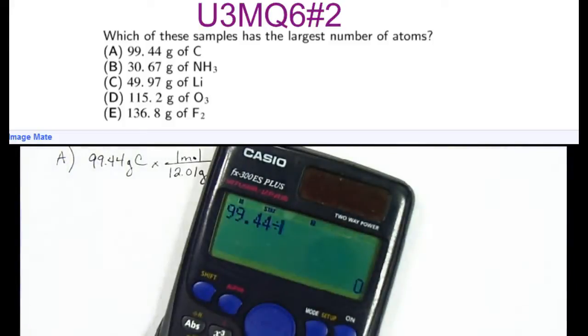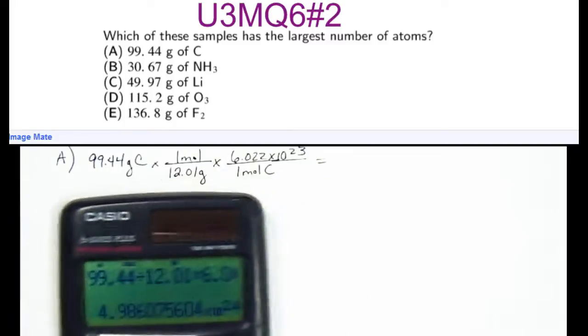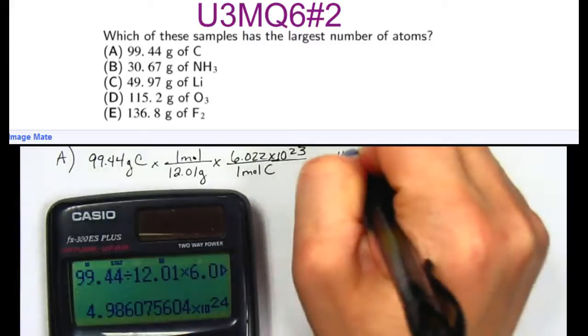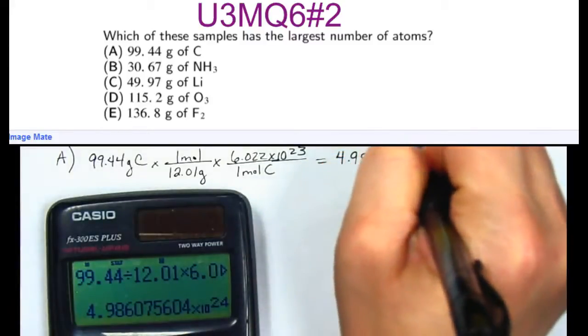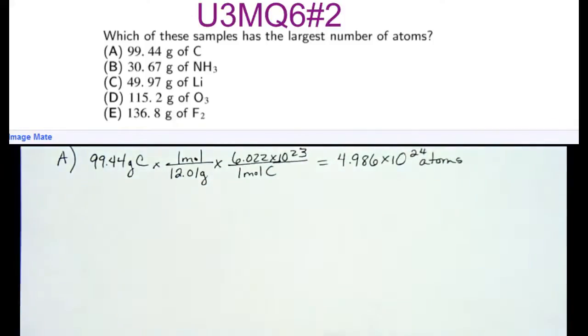99.44 divided by 12.01 times 6.022 times 10 to the 23rd, we get 4.986 times 10 to the 24 atoms total in letter A.